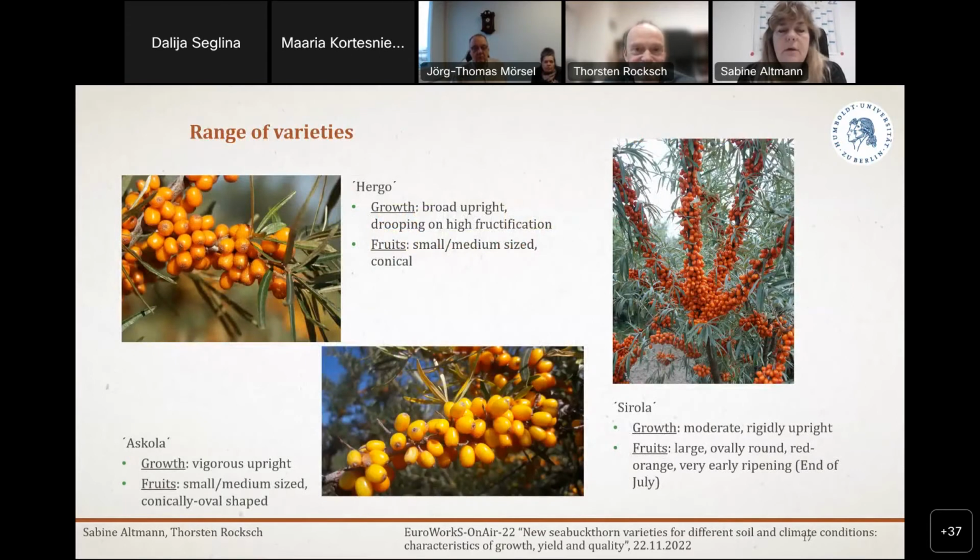Here, to have a closer look at our varieties. On the left, we have Hergo, which is growing broadly and upright, drooping on high fructification. The fruits are small to medium-sized and have a conical shape. In the middle, we have Ascola, which is vigorously growing with also small to medium-sized fruits, and they are conically oval shaped. And on the right-hand side, we have Sirola, which is growing more moderately, but you see here the rigidly upright branches with large, oval-round red-orange fruits. This is our earliest variety, which can be harvested already at the end of July.